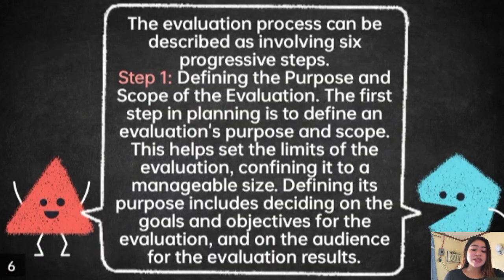Let us now proceed to the 6 progressive steps in the evaluating process. The evaluating process can be described as involving 6 progressive steps. Step 1 is defining the purpose and scope of the evaluation. The first step in planning is to define an evaluation purpose and scope. This helps set the limits of the evaluation, confining it to a manageable size. Defining its purpose includes deciding on the goals and objectives for the evaluation, and the audiences for the evaluation results.